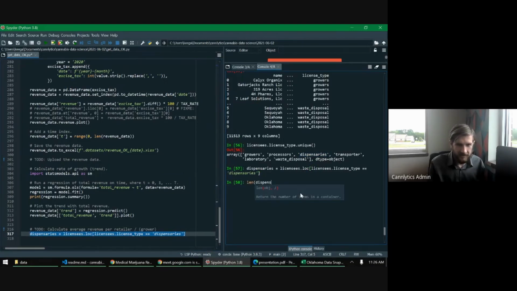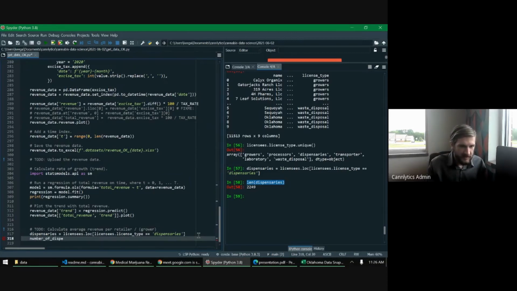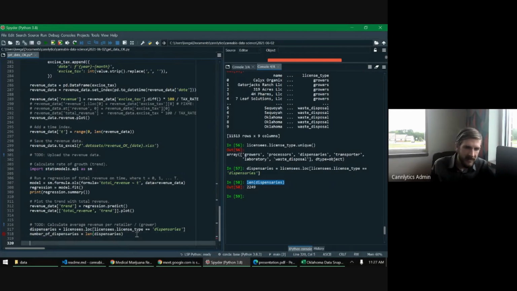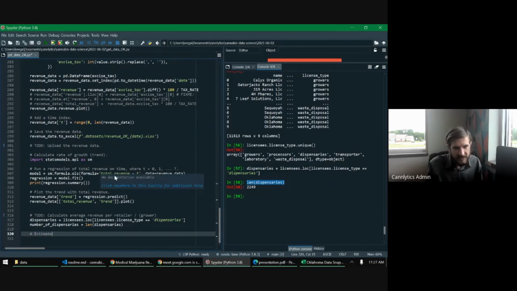And then count them. There's about 2,000. And then keep in mind that these probably fluctuated throughout the year, but we can use a proxy here. So we can say, well, not really a proxy, but an estimate. So we can just say estimated revenue per dispensary per month.